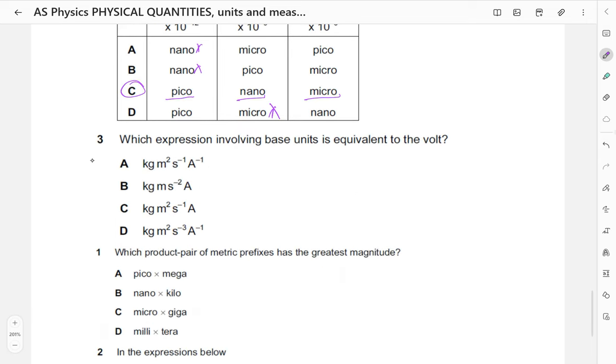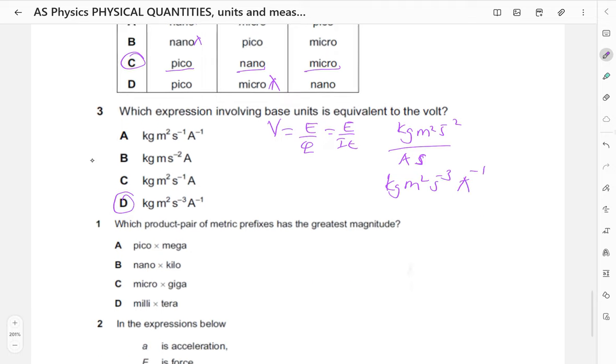Which expression involving base units is equivalent to the volt? So we know that PD, which is the volt, is energy per unit charge, which is energy over I times T. And energy has units kilogram meter squared per second squared, divided by I which is ampere and T which is seconds, which makes our answer to be D, kilogram meters squared s power negative 2 divided by s, it becomes s power negative 3. When the A goes up, it becomes per ampere. So the answer is going to be D.